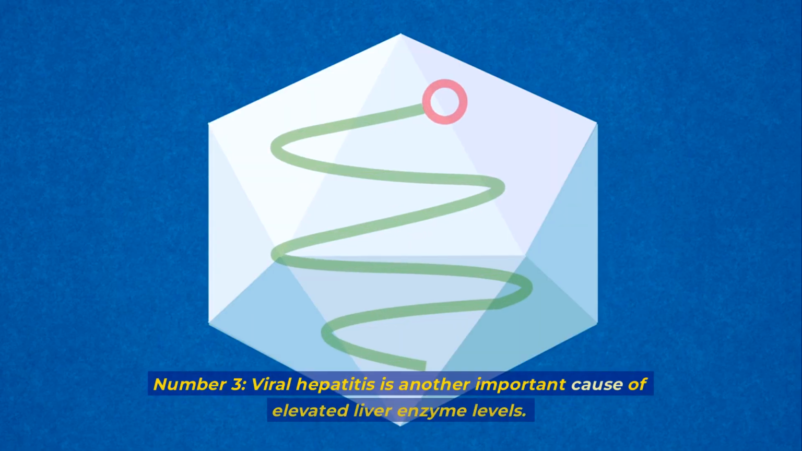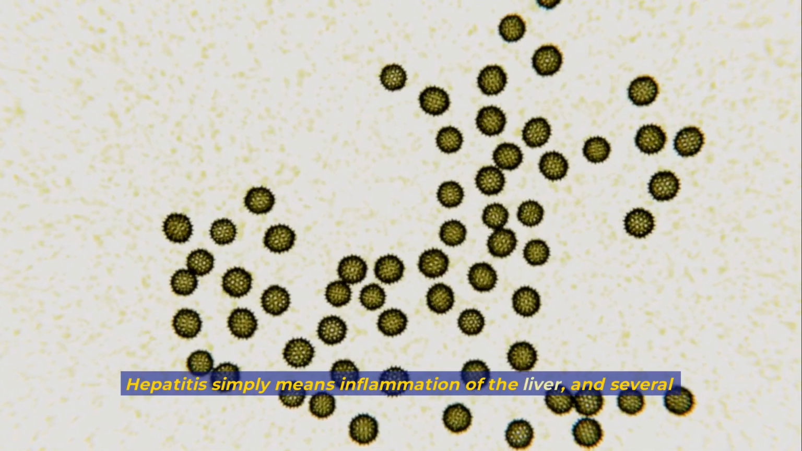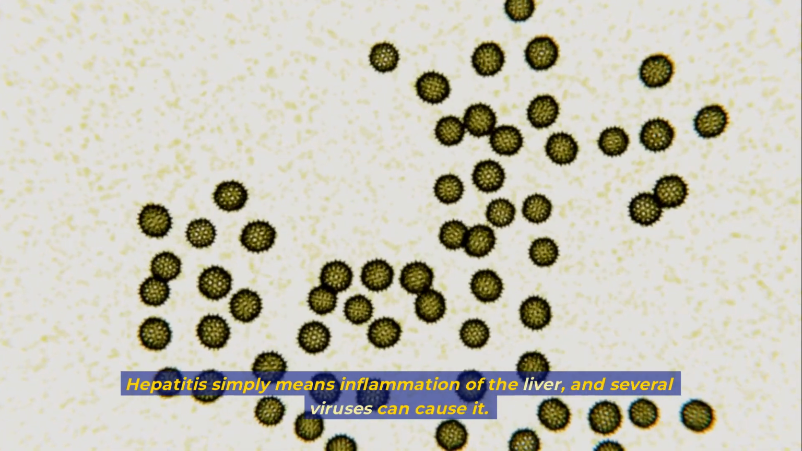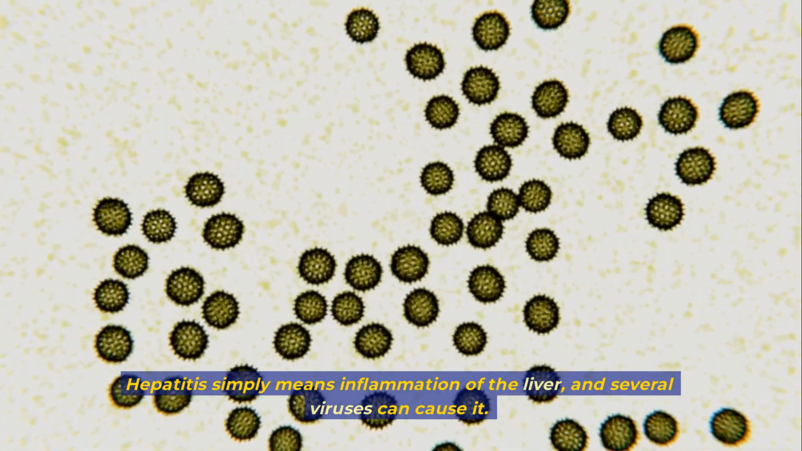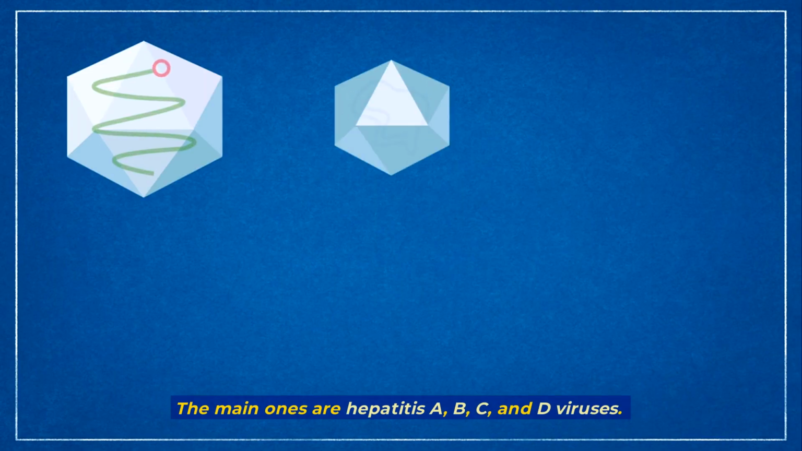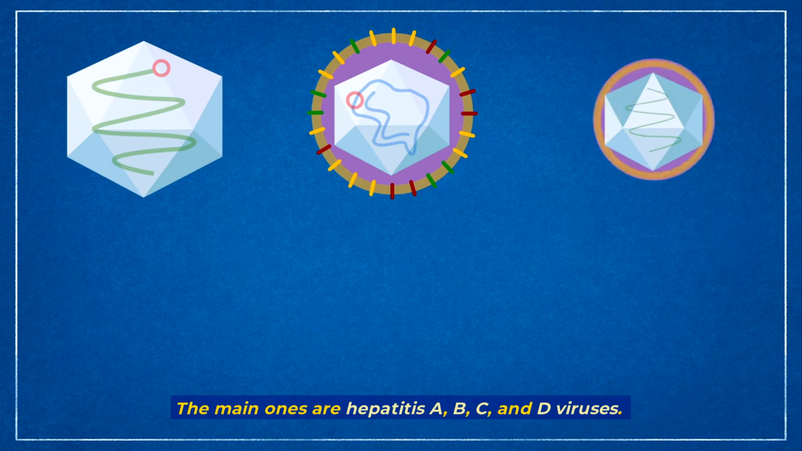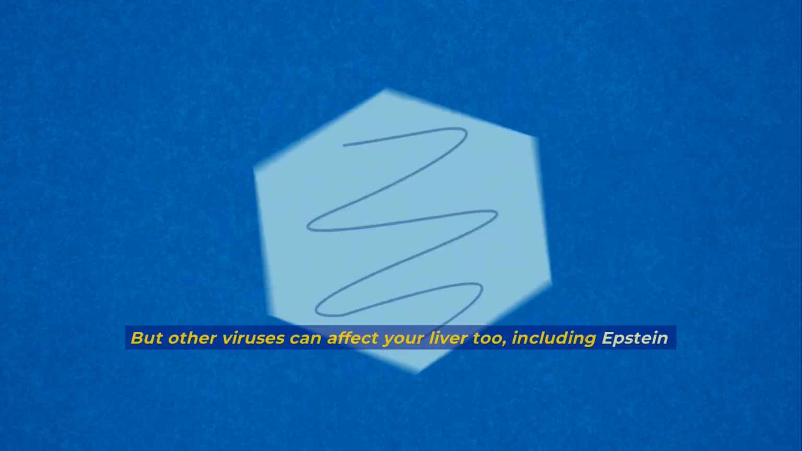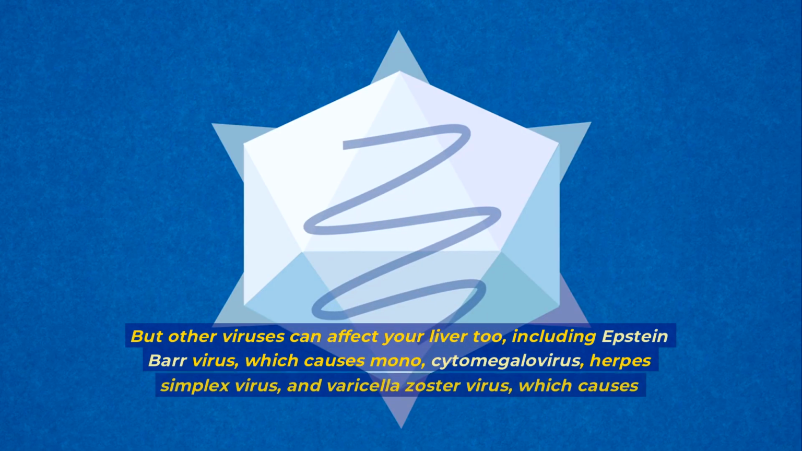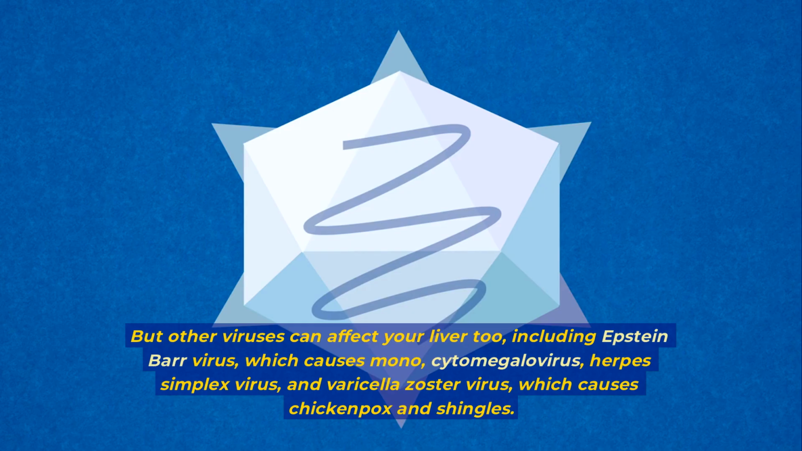Number 3. Viral hepatitis is another important cause of elevated liver enzyme levels. Hepatitis simply means inflammation of the liver, and several viruses can cause it. The main ones are hepatitis A, B, C, and D viruses. But other viruses can affect your liver too, including Epstein-Barr virus, which causes mono, cytomegalovirus, herpes simplex virus, and varicella zoster virus, which causes chickenpox and shingles.